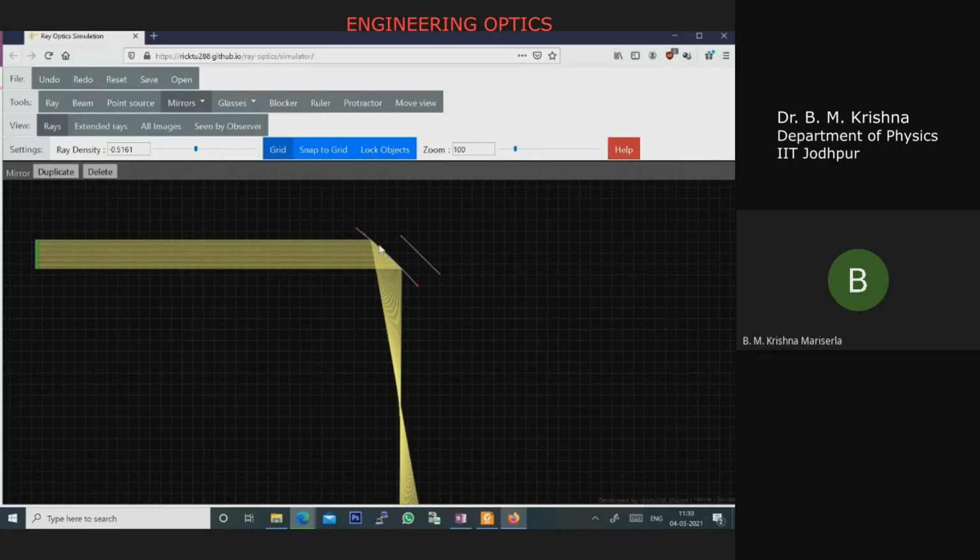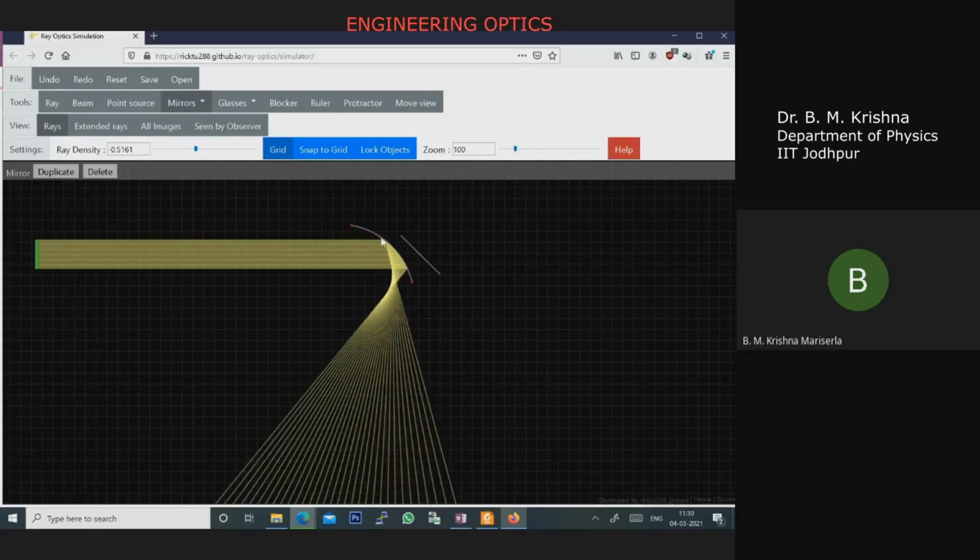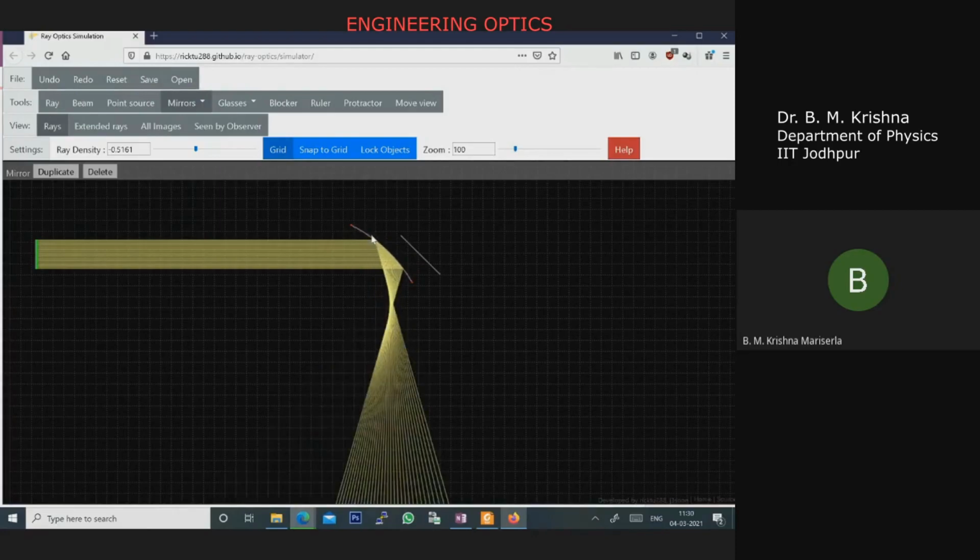Okay, so this curvature will decide the position of your focus. Then with the alignment of different angles, you can also decide where you want to focus.